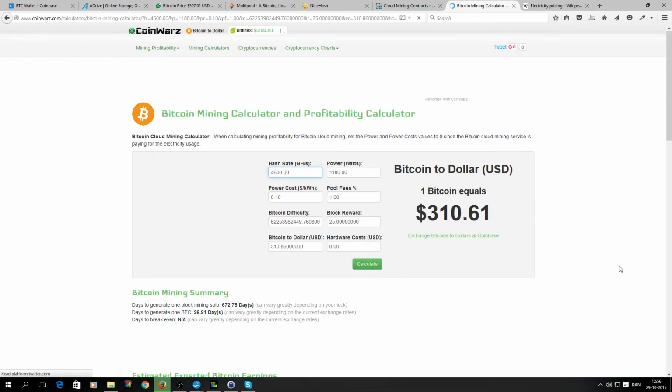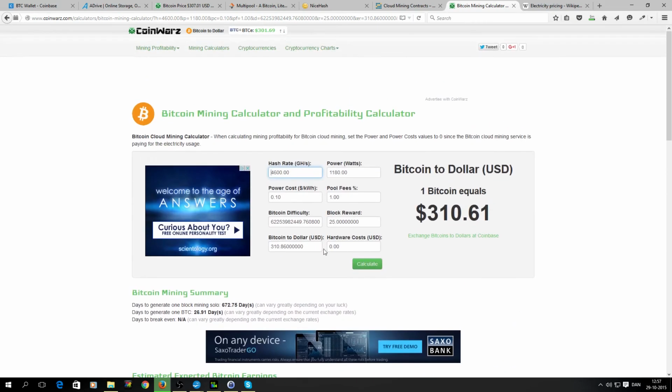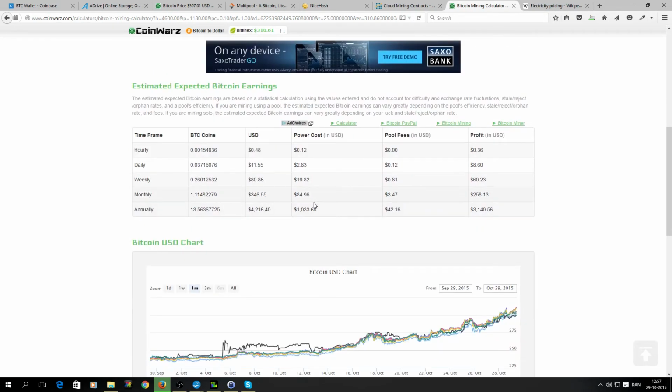So then you do the calculation, and you'll see the time frame here. You will see how many coins you can expect to earn, what these coins are worth as of today, the price of Bitcoin. The power cost, remember we set it really low. You need to check what you are paying, but paying 10 cents per kilowatt hour is very, very cheap.